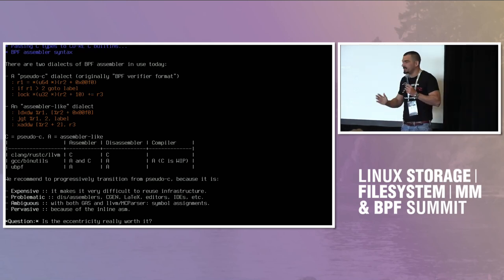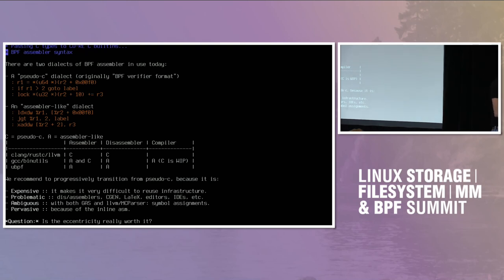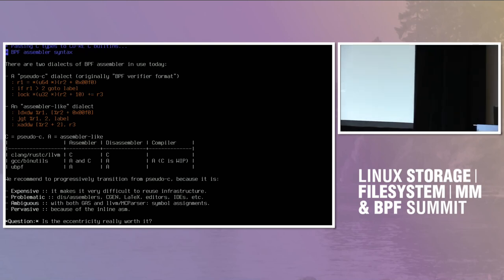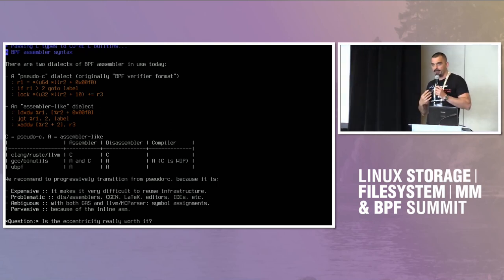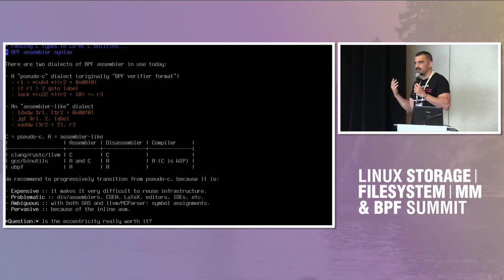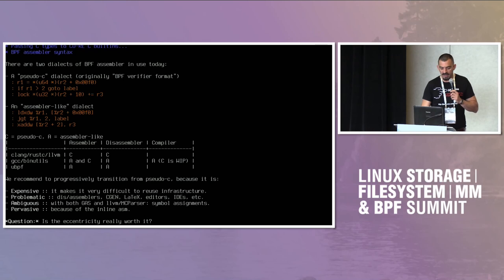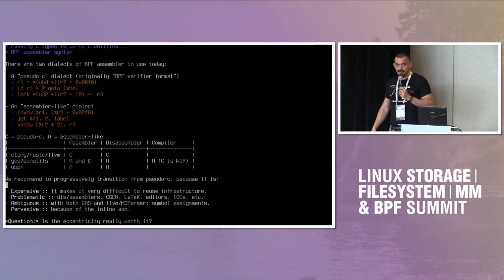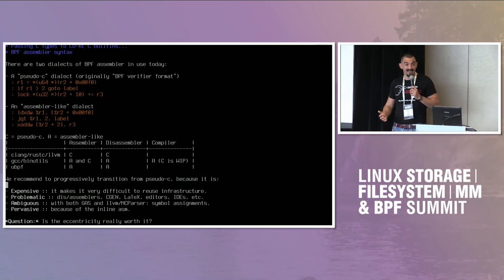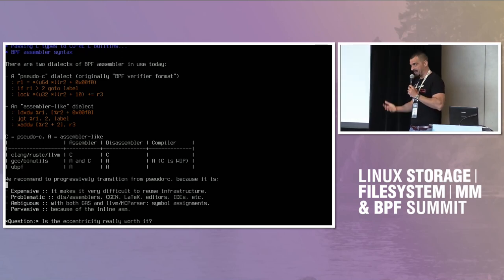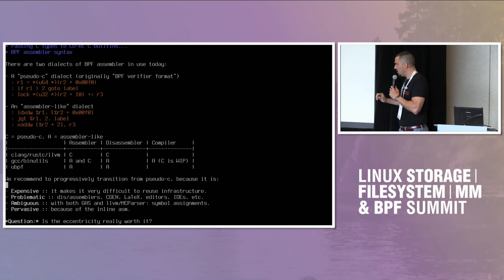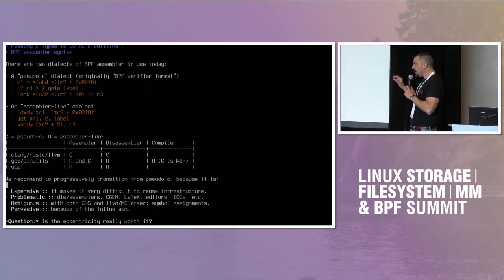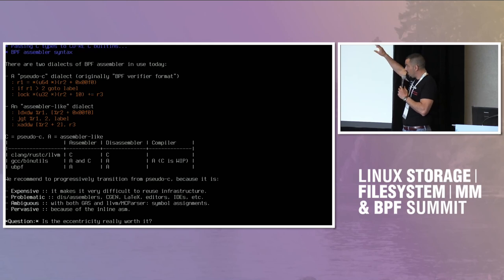here it is. In our best faith, and in the best common interest, in our humble opinion, we recommend you to ditch the pseudo C syntax. I know you like it, right? But this is not about personal likings, trust me. So we recommend to progressively go from one to the other.